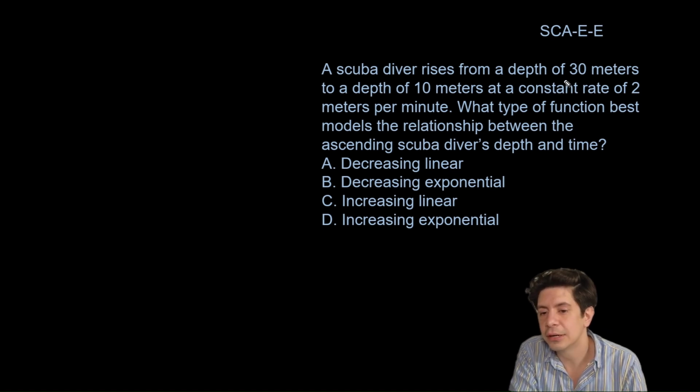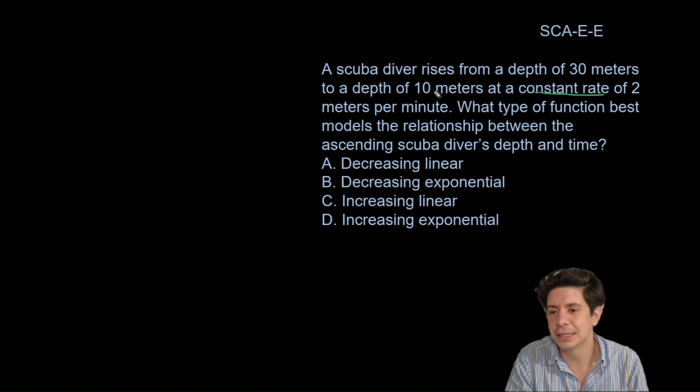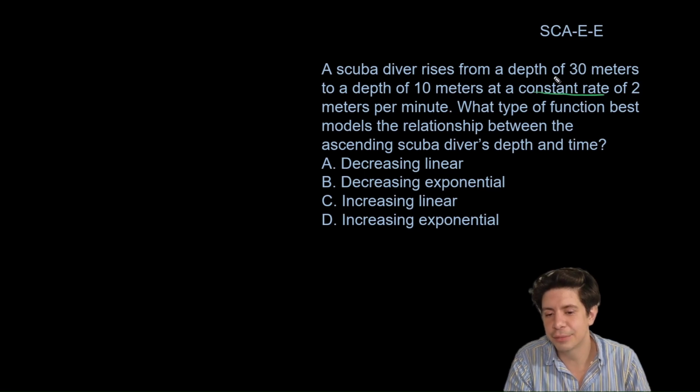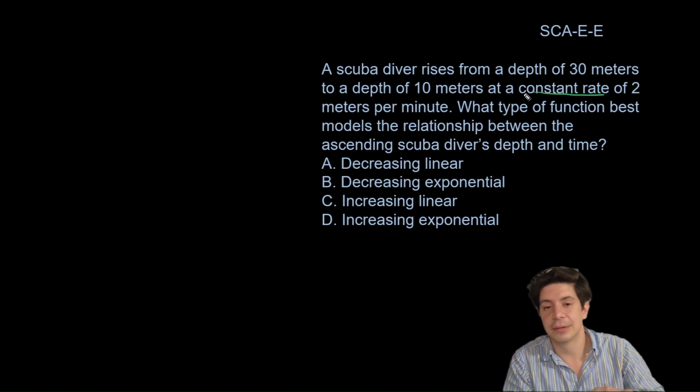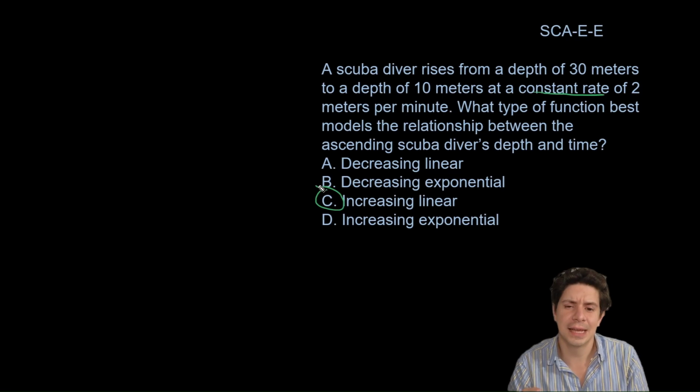A key word here is constant rate, so I guess a key phrase, because that tells us it's going to be linear, and then it's ascending. So if we think about it, it's negative 30, but it's going up. So it's going to become less negative. So I would say it's increasing linear, C, okay? If you understand that, you'll be great.